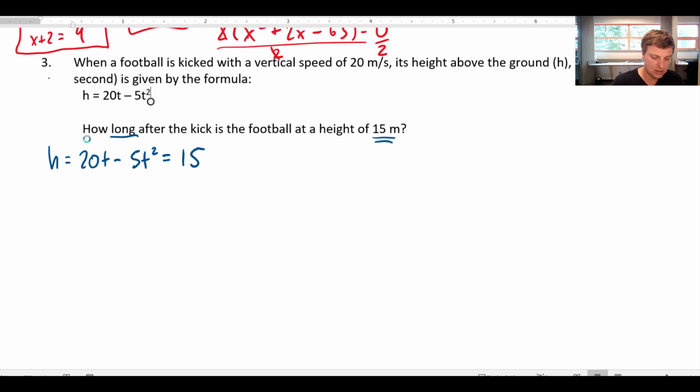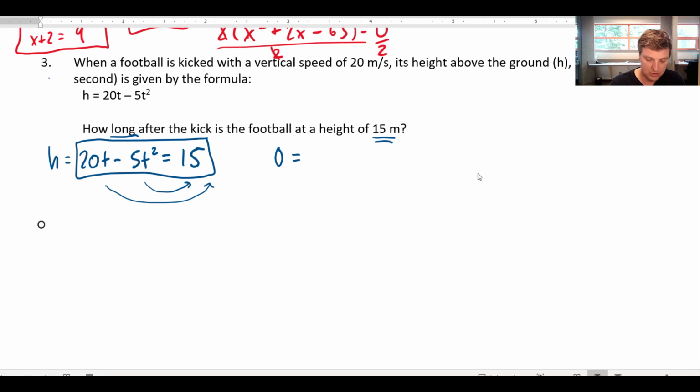And then essentially what I need to do is I need to solve that quadratic. So I'm just going to shuffle some things around. I'm going to move the 5t squared to the other side, and I'll move the 20t to the other side. And what I'll get is 0 equals, when I bring this over, this becomes positive 5t squared. This 20t becomes minus 20t, and the 15 is still there, plus 15.